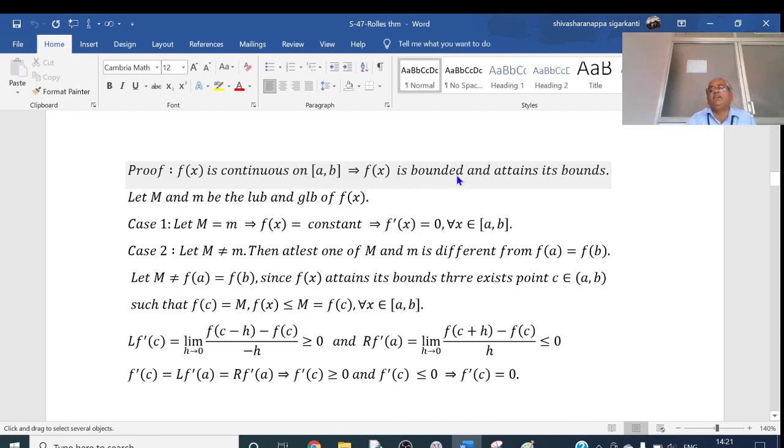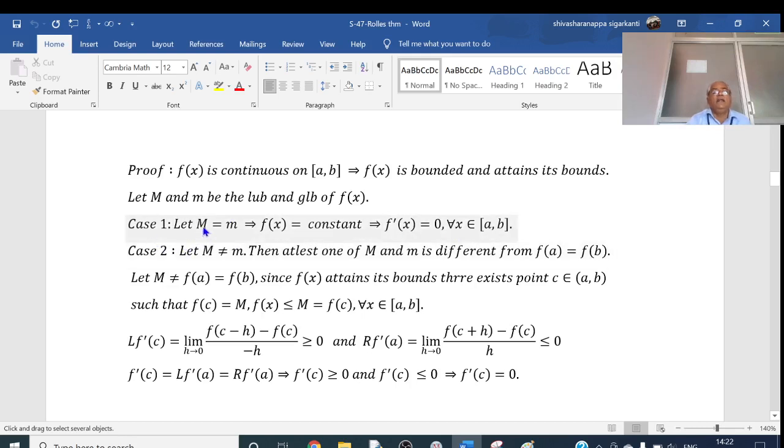That is, f of x is bounded, and also if a function is bounded, then it attains its bounds at least once. So here, f of x continuous on [a, b] implies f of x is bounded and attains its bounds. Now here, let capital M and small m be the least upper bound and greatest lower bound of the function f of x. Now consider the cases.